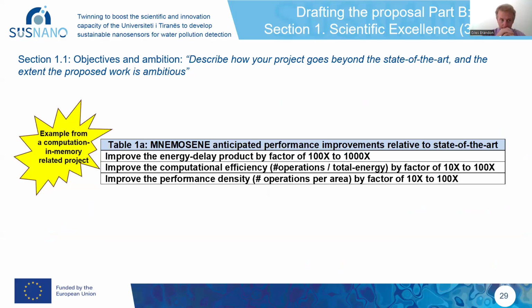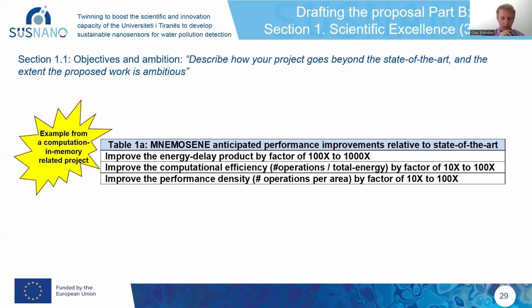Now, also in section 1.1, the Commission tells us under this heading, objectives and ambition, they require us to describe how your project goes beyond the state of the art and the extent the proposed work is ambitious. Well, we already described a moment ago about breaking down this overall scientific project into a series of scientific and technical sub-objectives, where each work package leader describes the state of the art. Of course, we're addressing that there.